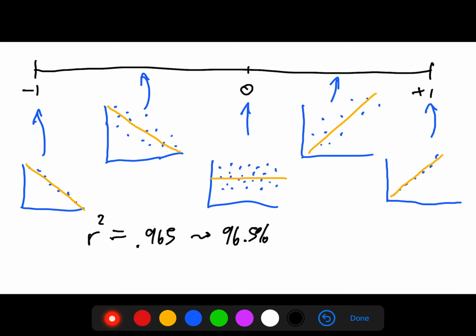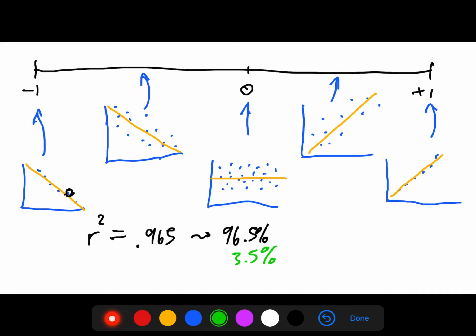And what that means is, if I want to figure out where one of the dots are on my graph, well, some of that can be determined by looking at this yellow line, and some of it is randomness from the dot. Well, this 96.5% means 96.5% of the variance is due to the yellow line, due to the correlation, and only what's left, which is 3.5%, is due to randomness.